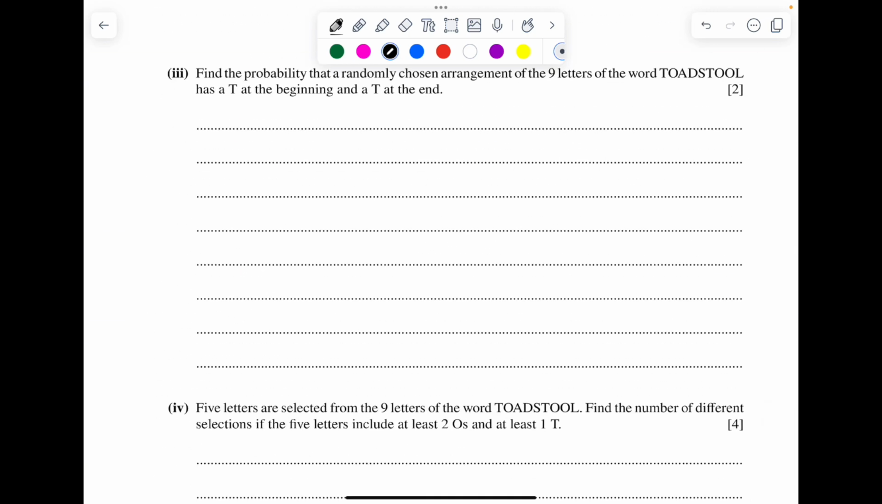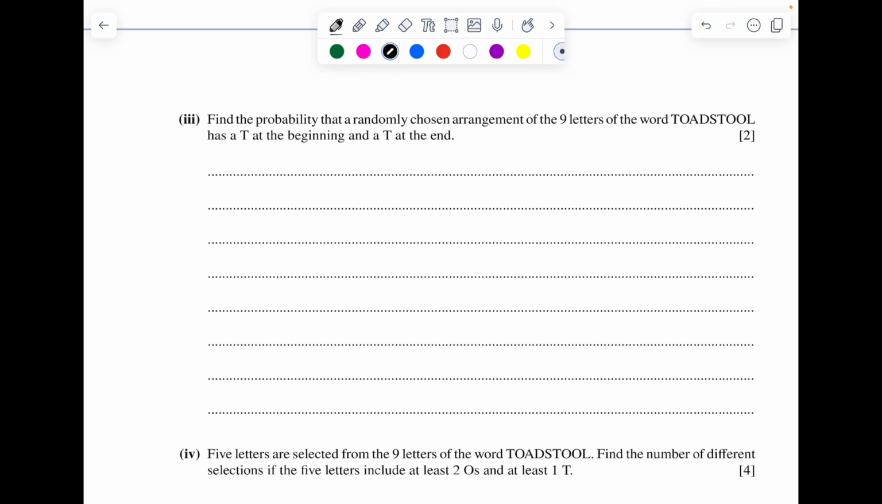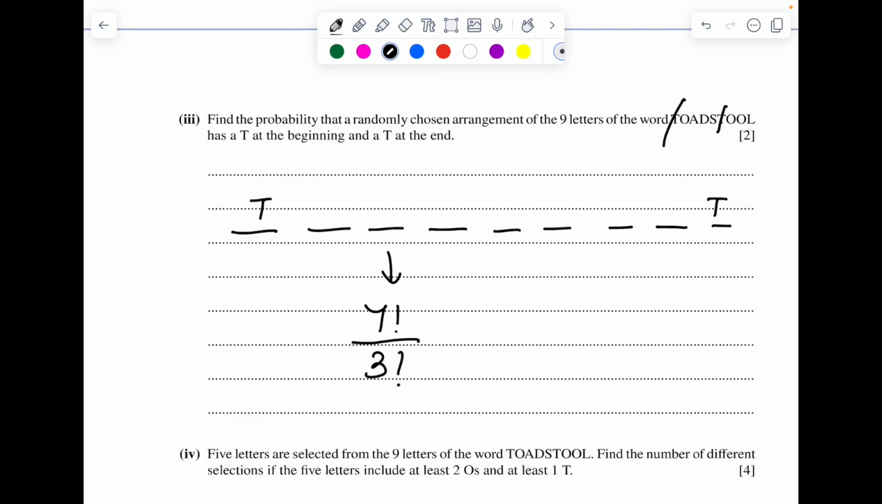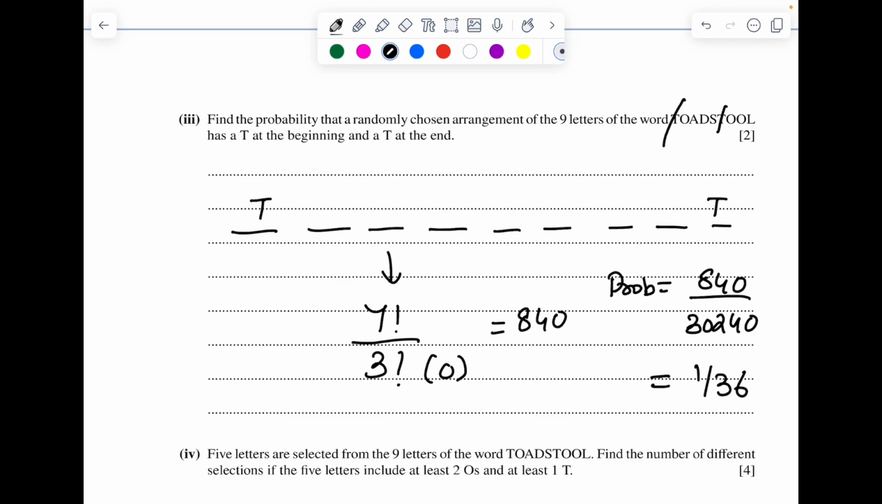Then part 3. Find the probability that the randomly chosen arrangement has a T at the beginning and T at the end. 1, 2, 3, 4, 5, 6, 7, 8, 9. T at the start, T at the end. T and T have gone. So how many are left over? 7 more letters. 7 factorial divided by 3 factorial, because of the O's, which is going to be 840. But he's asking for probability. So 840 divided by, just now we got 30,240 total, which is 1 upon 36.